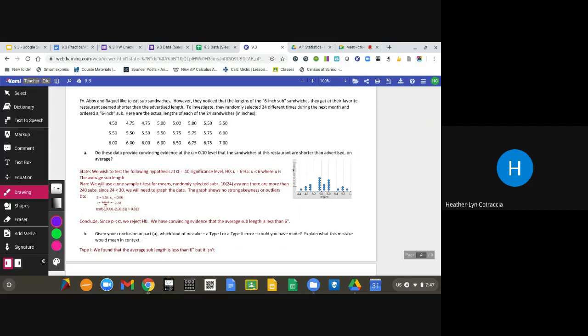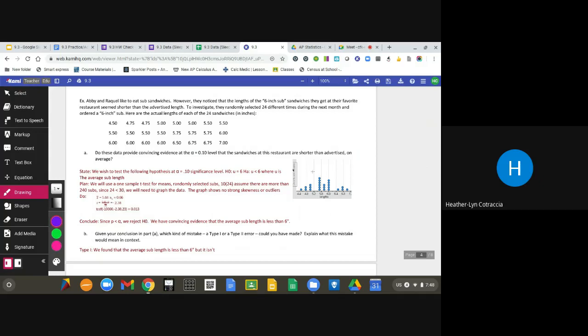Plan. Name your test. We will use a one sample t-test for means. Talk about random. They didn't randomly select subs, they randomly selected times. 10 times 24, assume that there are more than 240 subs made in that month, which there should be. Now, our problem comes with the normal, our large counts, because there's only 24 lengths up here, and 24 is less than 30. They didn't tell us it was normal.